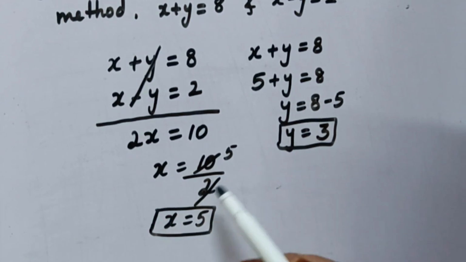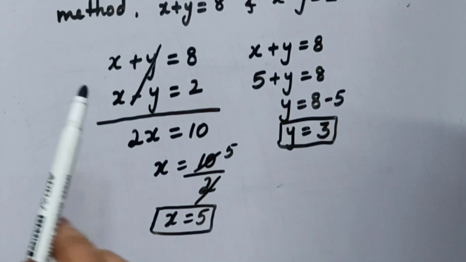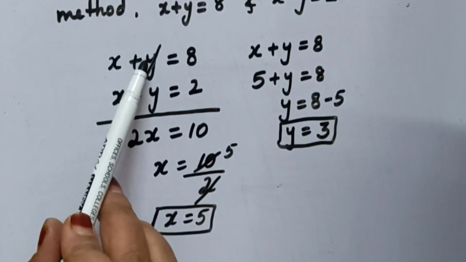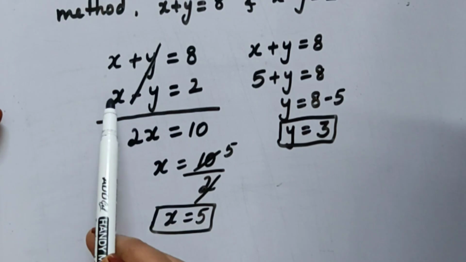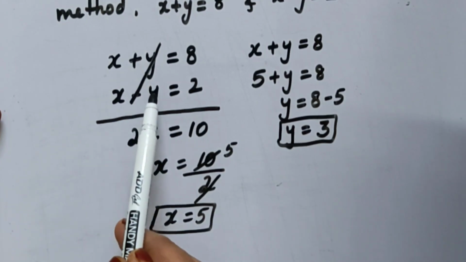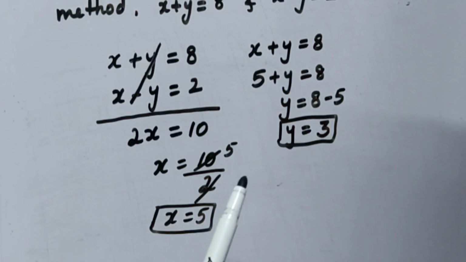If you want, you can do cross verification by giving the value of x as 5 and y value as 3. 5 plus 3 equals 8. Now x as 5 minus 3, y value is 3, 5 minus 3 equals 2. I hope this is clear.